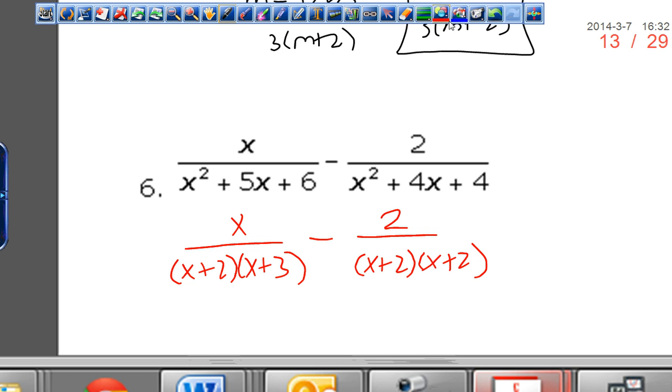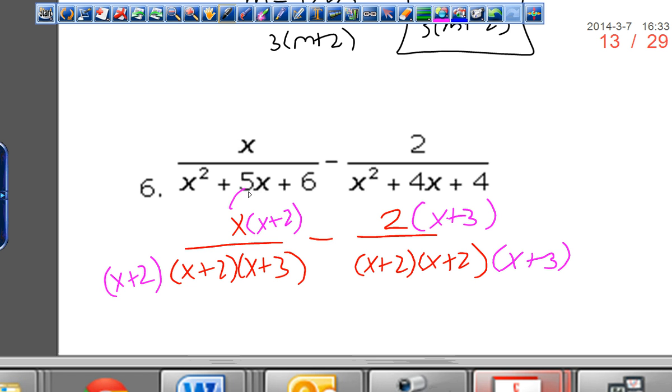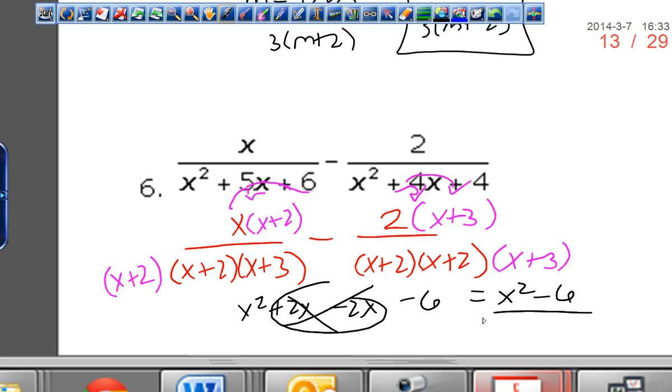So this one needs all 3 of the pieces. So this one has x plus 2 twice, but this one needs an x plus 3. So then we're getting an x plus 3 here. This one's missing an x plus 2, so we're going to put an x plus 2 here. And then let's go ahead and distribute, and the reason why we're distributing is so we can combine our like terms. Okay, so we get x squared plus 2x, and then minus 2x minus 6. So that gives me x squared minus 6, because the 2x and negative 2x cancel out, and then over my common denominator.